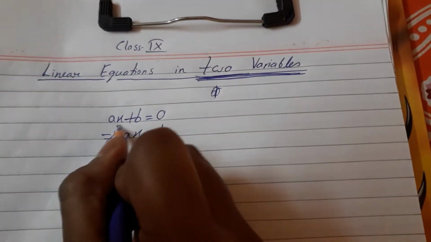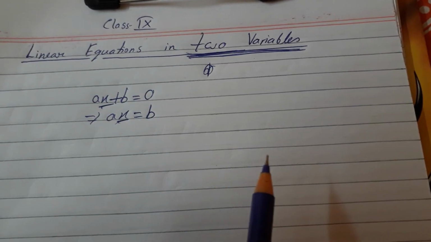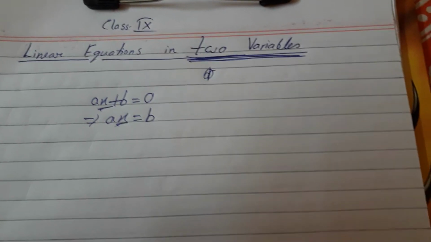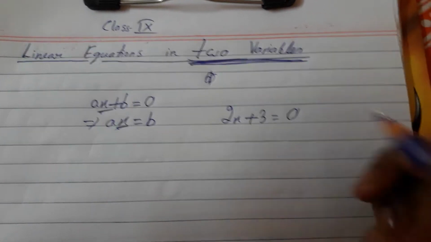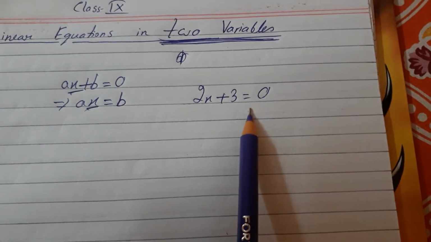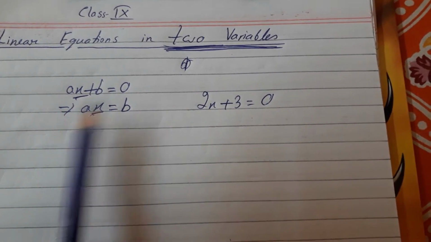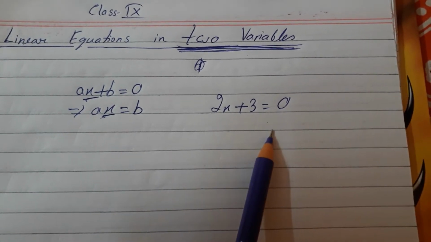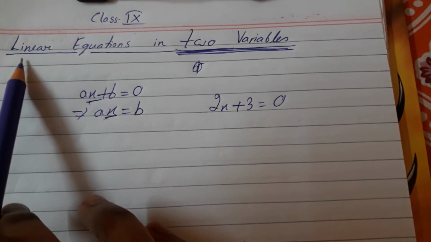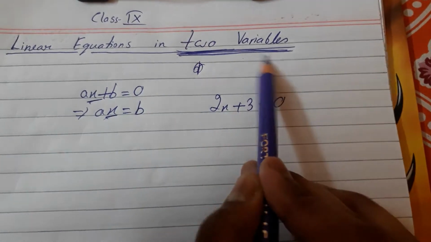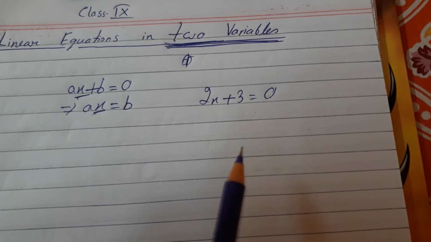See, here the variable is x, only x. So you have already learned equations which contain only one variable, either x or y. Suppose the equation is 2x plus 3 equals 0. From here you have to find the coefficient of x, a, b. Up to class 8 we have learned all these, but now in class 9 you have to learn linear equations in two variables, that is not only x or only y, but both x and y.